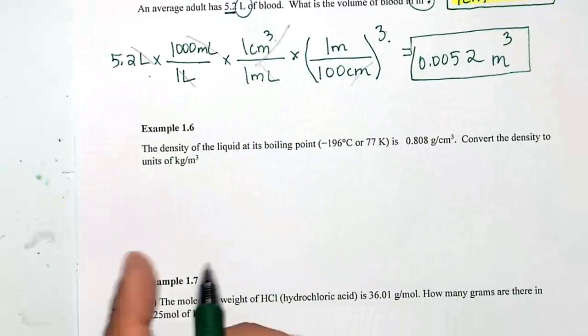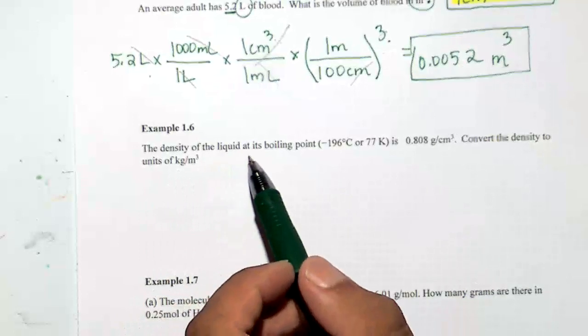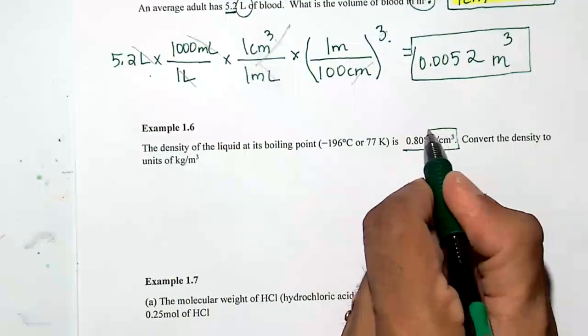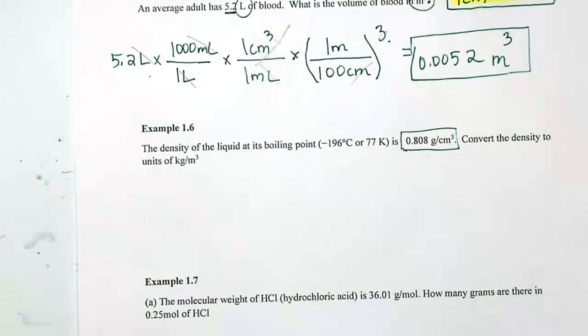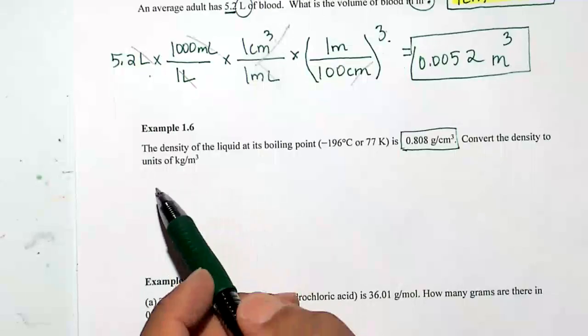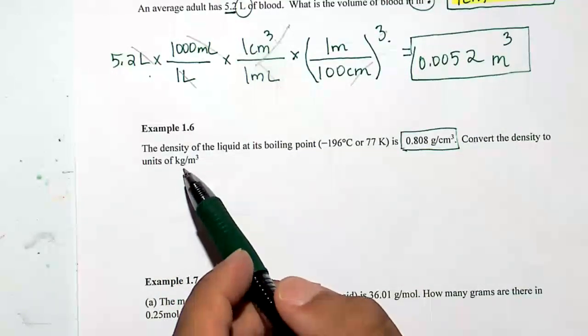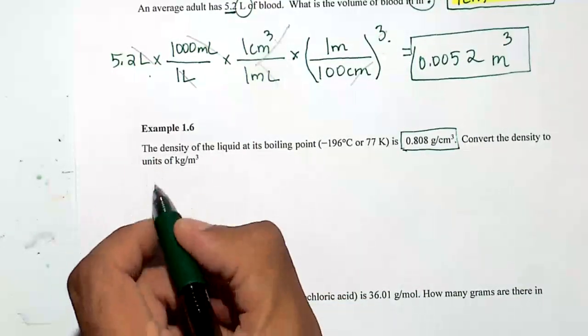How about this one here? Okay, a couple more. The density of the liquid at its boiling point is 0.808 grams per centimeter cubed. Remember, density is mass over volume. Convert the density to units of kilograms per meter cubed. Okay, kilograms per meter cubed.